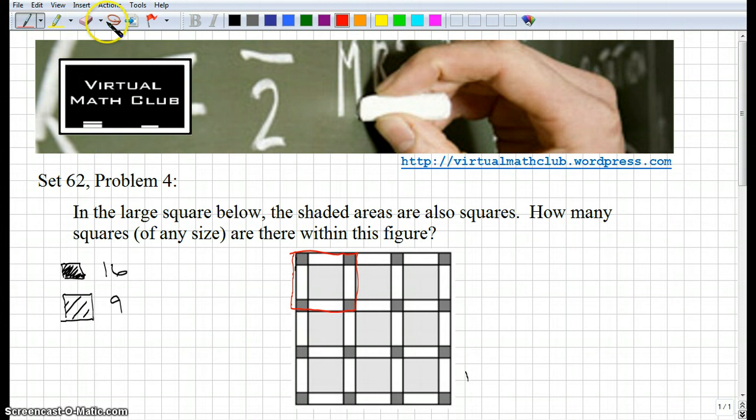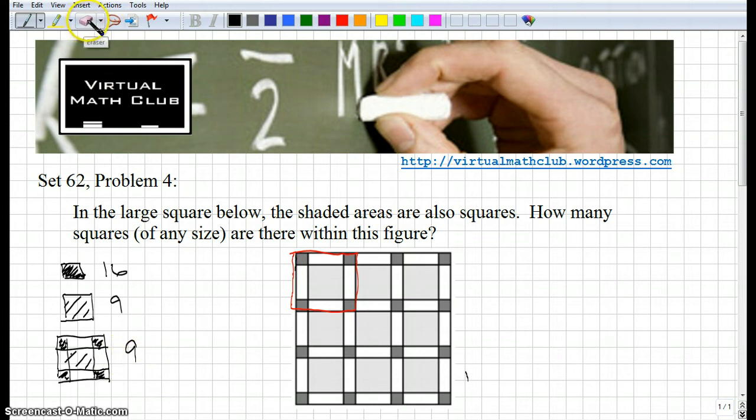So let me draw that one. Let's just draw it like this, and color in the corners just so you see what we're talking about. So we have squares that look like this, and they have the lighter shading in the middle. And how many do we have of those? We had 3 times 3, which is 9.